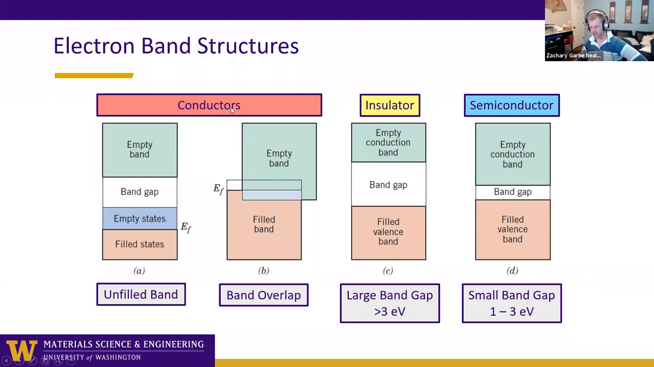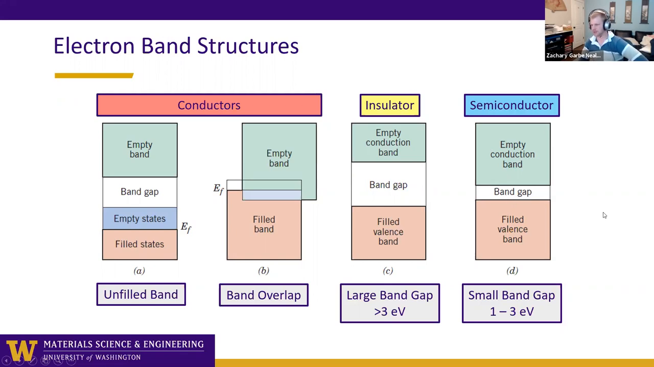Those are different conductors, like metals will have that type of band structure. Insulators and semiconductors have what's called a band gap. And this is very important for different semiconductive devices like solar cells, for example. The voltage generated by a solar cell is related to the band gap. Or for example, in a light emitting diode, the color of the light corresponds to the band gap of that material.